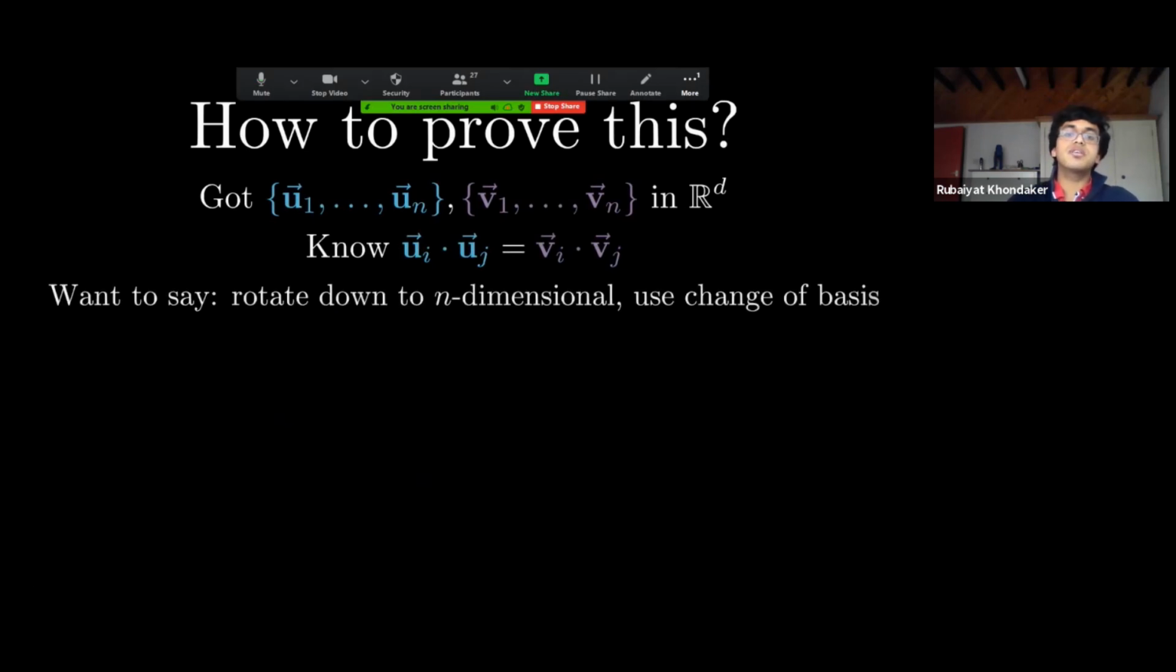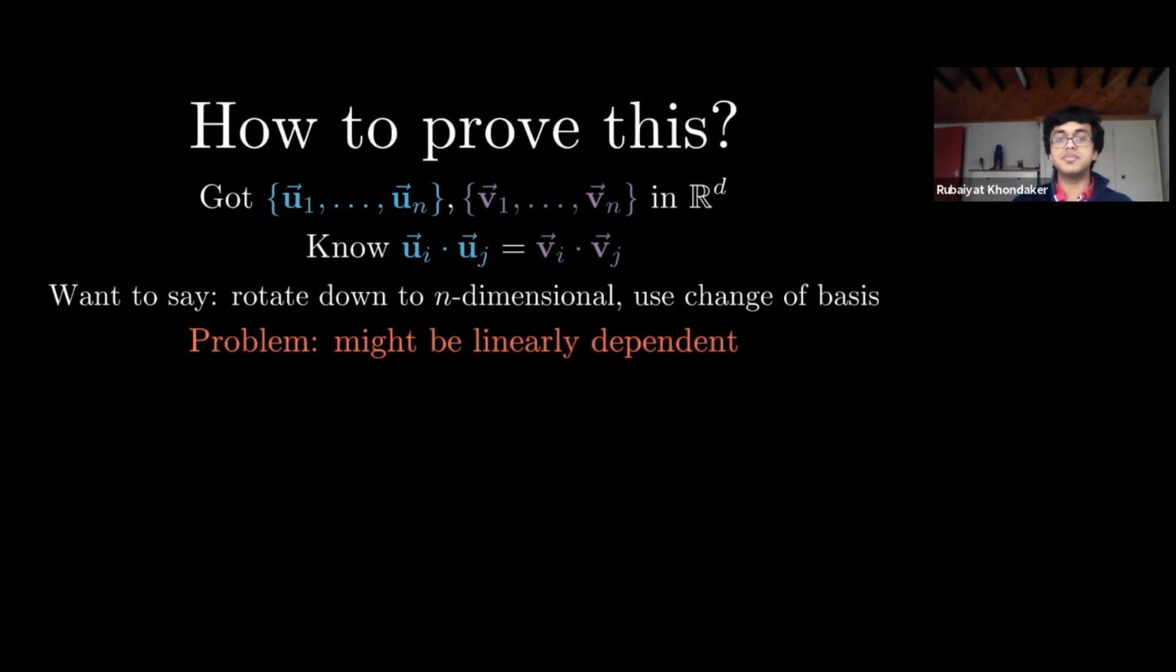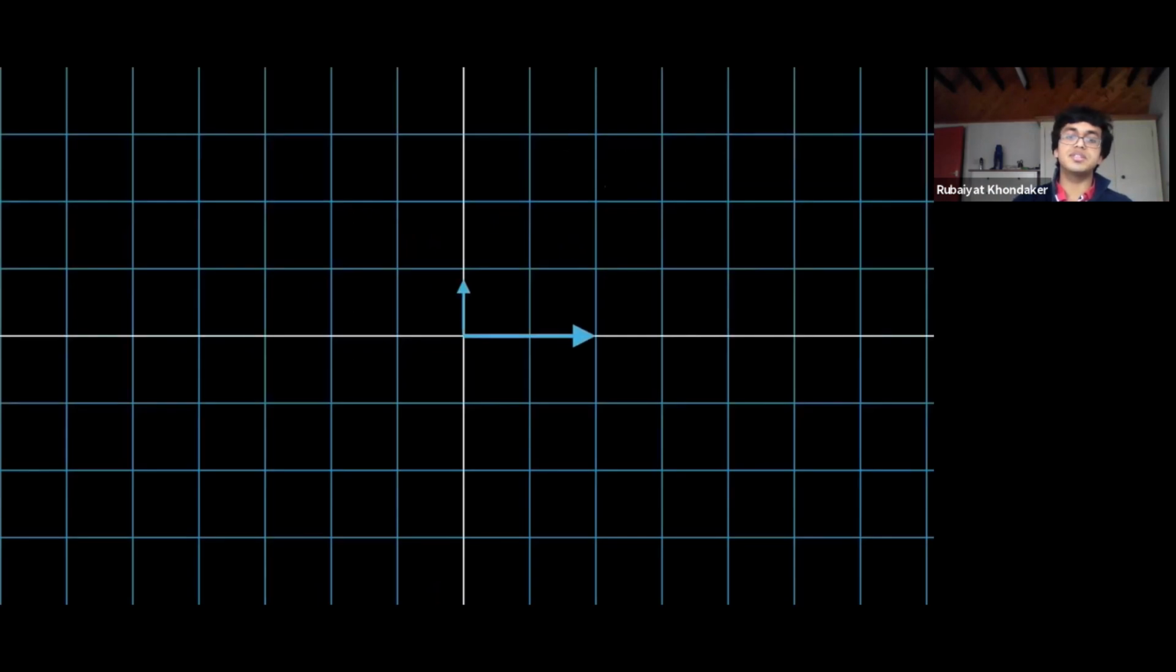What we want to say is that, okay, let's just rotate them down to n dimensions and then use a change of basis matrix. Like, if you've got one set of 2 or 3 vectors, and another set of 2 or 3 vectors, both of which have the same Gramian, you just rotate them both down to 2 dimensions, and then use the change of basis matrix. The problem with that is that these sets of vectors might be linearly dependent. So for example, if you've got 3 2D vectors, then they're definitely linearly dependent.